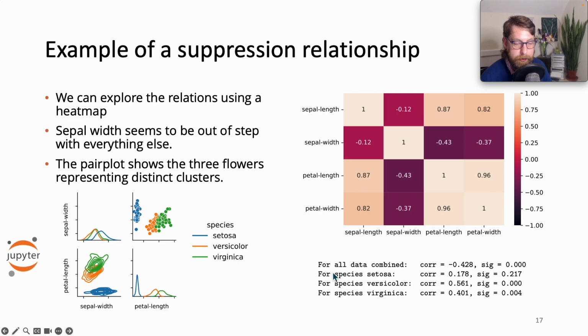But when we actually pick it apart, we see for setosa, this blue one, there's not really a lot of correlation between petal length and sepal width, and so it's not very significant. But for versicolor and virginica, the relationship is pretty clear, and you can see it's highly correlated and very significant. So which of these happened?